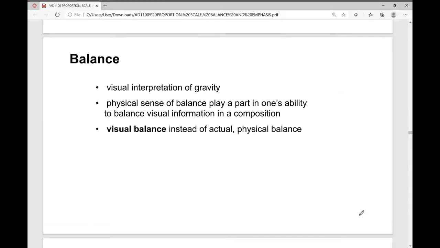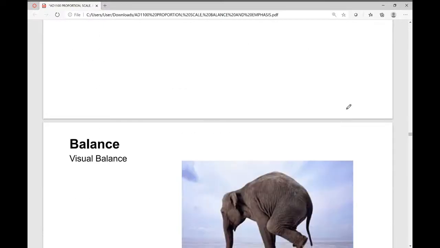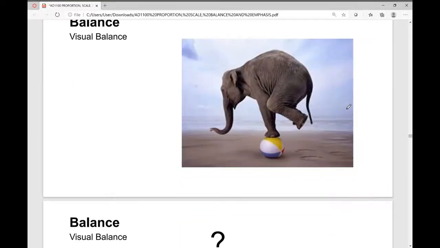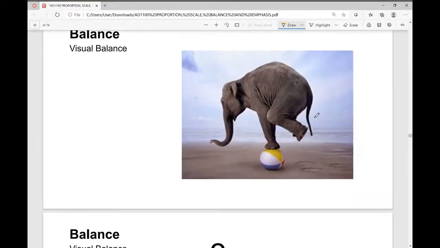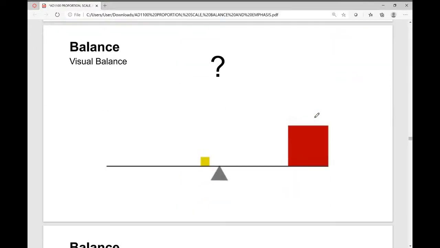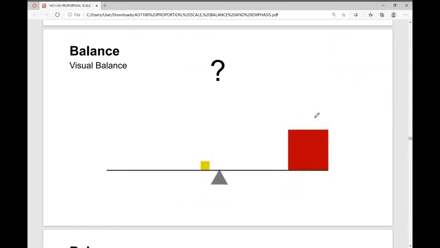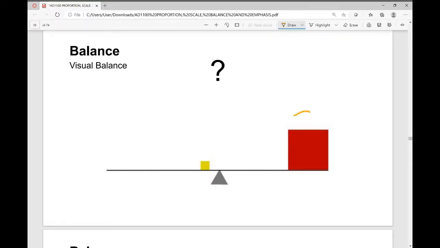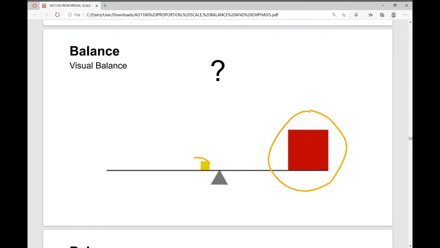Okay, so your balance, this is a visual interpretation of gravity. Our physical sense of balance plays a part in one's ability to balance visual information in a composition, and this is visual balance instead of actual physical balance. This is more visual weight. So this is your visual balance. You can see how that's gravity. Is this a visual balance? It's actually, as you can see, there's a weight.